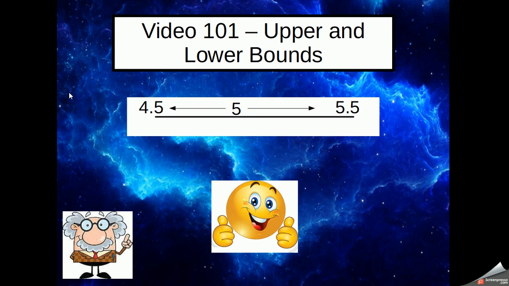So if this was 5 centimeters and it's to the nearest centimeter, then it could be 4.5. That would be the lower bound, anything from 4.5 to 5. And it could be as high as 5.5, the upper bound.